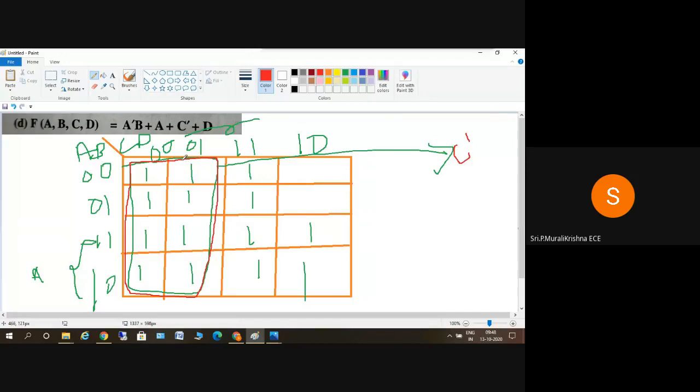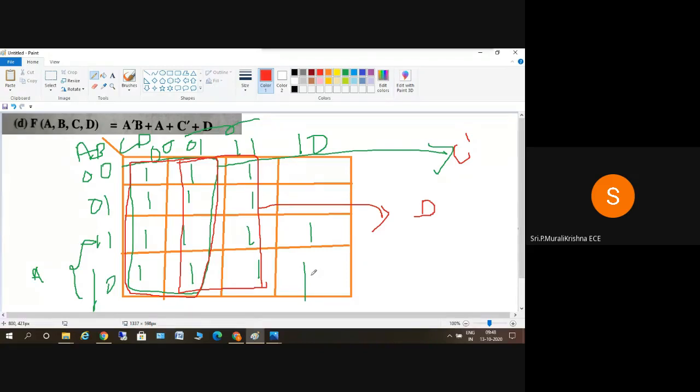And next octet. Okay. D, sir. This is the second octet. It is nothing but D. What value will I get here from this octet? So this value is D, sir. It is nothing but D.